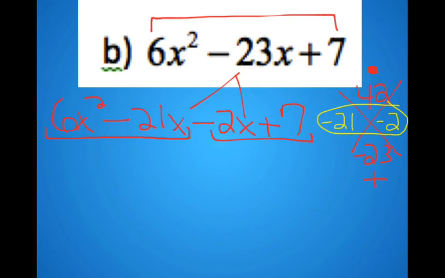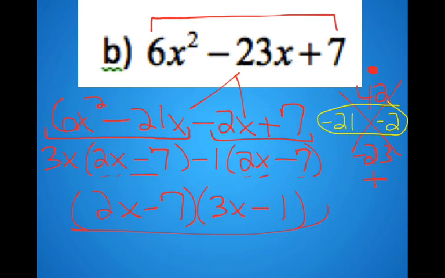So the first 2 have something in common, so they have a 3 and an x in common, and that leaves us with 2x minus 7. And then the last 2 don't really have anything great in common, but I'm going to take out a negative 1, because I want to make sure that in the parentheses it's going to turn out to be 2x minus 7. So now they both have a 2x minus 7, so we take that out, and then we see what's left, and that would leave us with 3x minus 1, and then that would be your final answer.